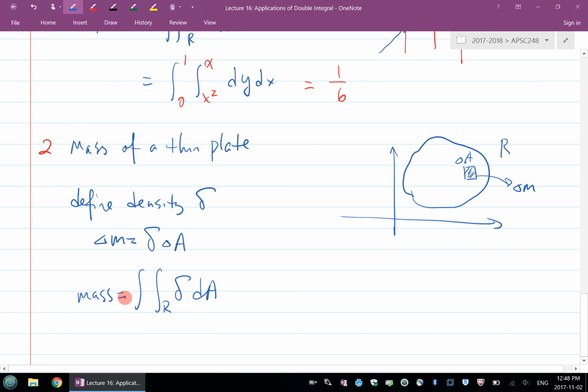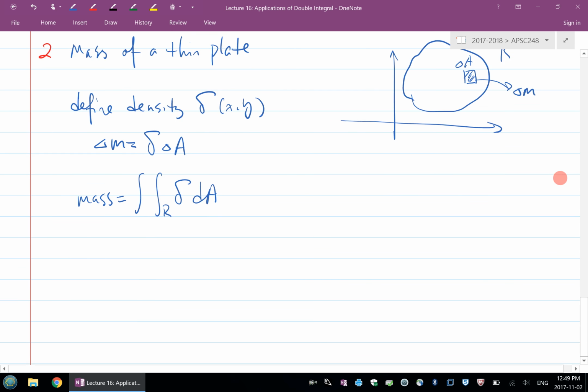So this essentially gives you the mass property here. The delta here is essentially a function. It's the original function f of x, y, except that now we're giving it a physical meaning. It's the density function now. So don't be confused by the symbol here. Essentially, you're still doing a double integral of the same function, but now with a different meaning. Okay, that's the second one, the mass of a thin plate.